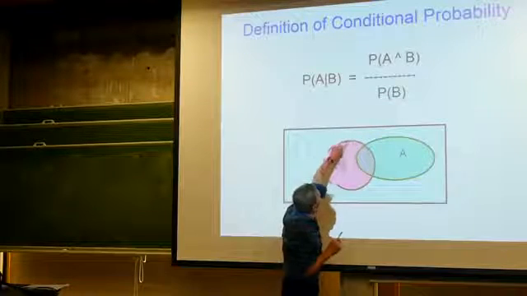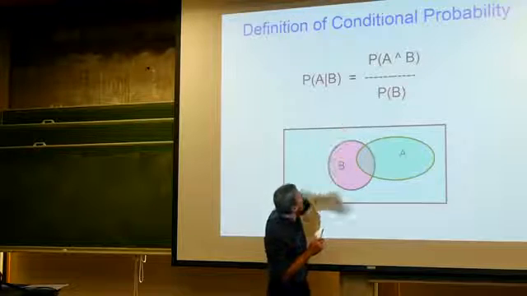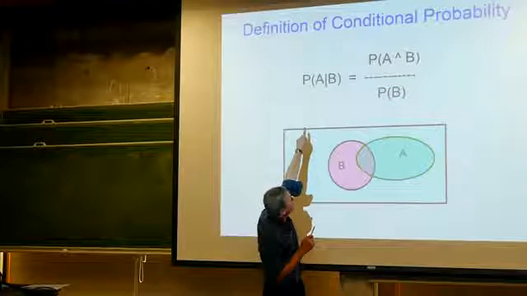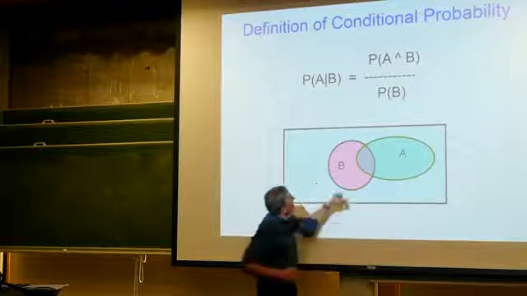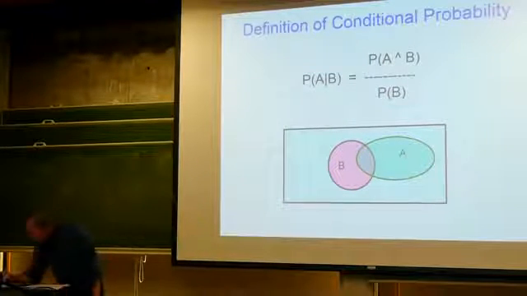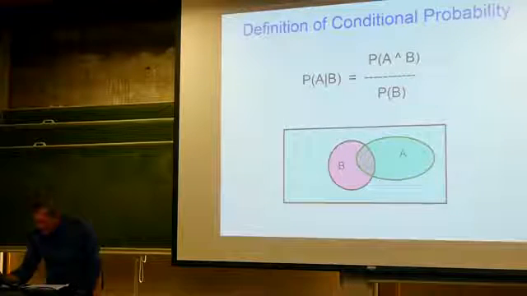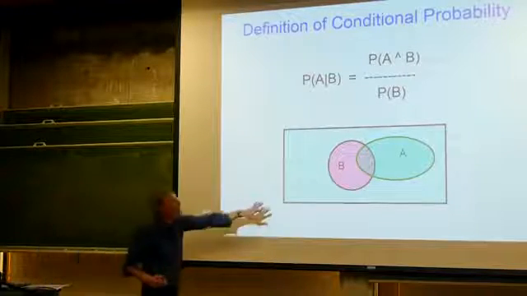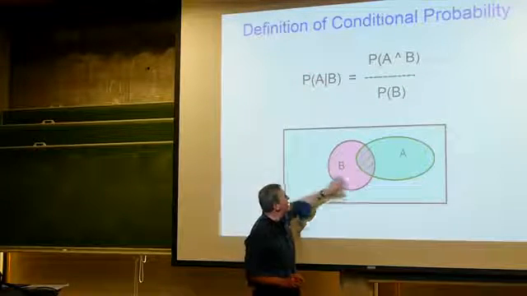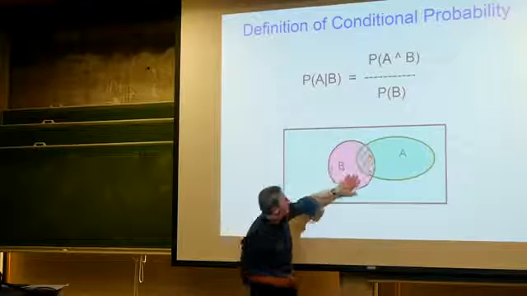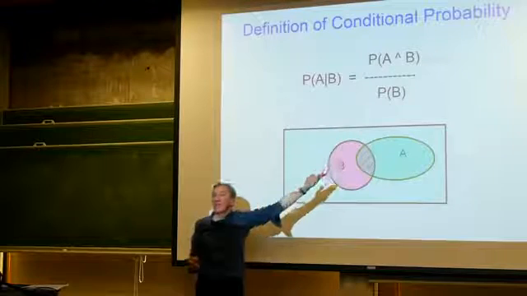If this is female and this is blue eyes, then that formula says the conditional probability of having blue eyes given that you're female is the ratio of the probability that both things are true, that's this, divided by just the probability that B is true. And so the conditional probability is just the proportion of cases in which B is true for which A is also true, and that's what the formula says.